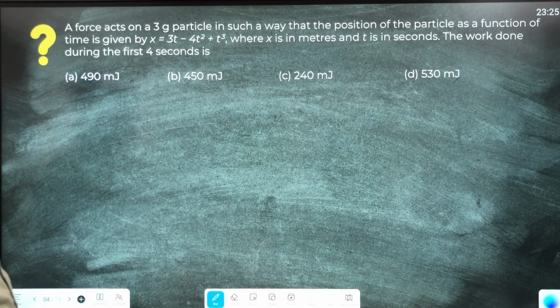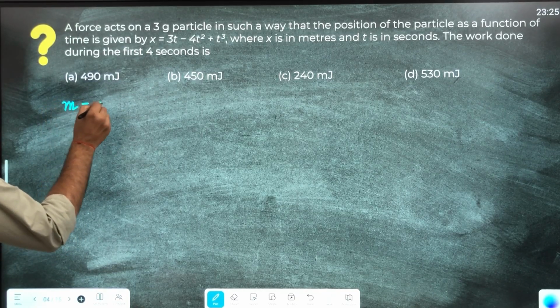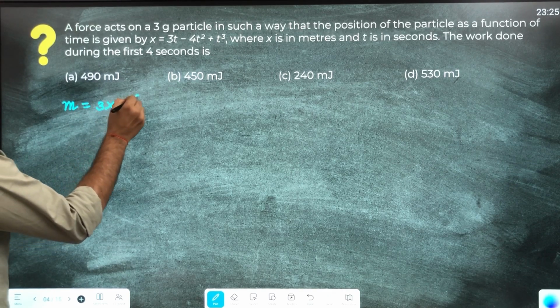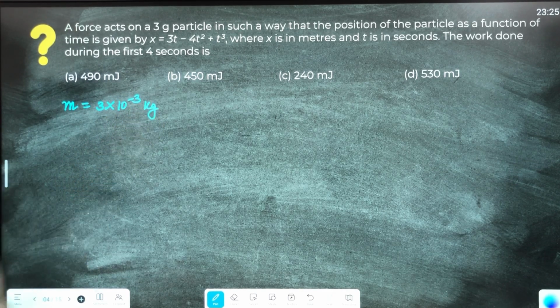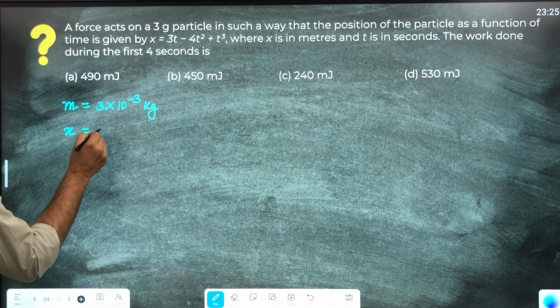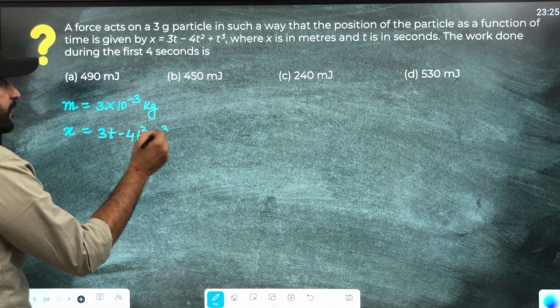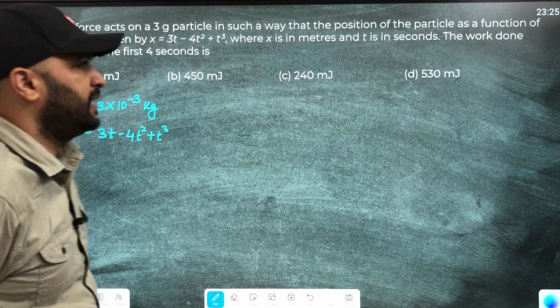Great. Our next question says a force acts on a 3 gram particle. So mass here is 3 grams. So let me write here 3 into 10 to the power minus 3. Okay, fine. The force acts on the particle in such a way that the position of the particle as a function of time is given by x equals 3t minus 4t square plus t cube, where x is in meters and t is in seconds.